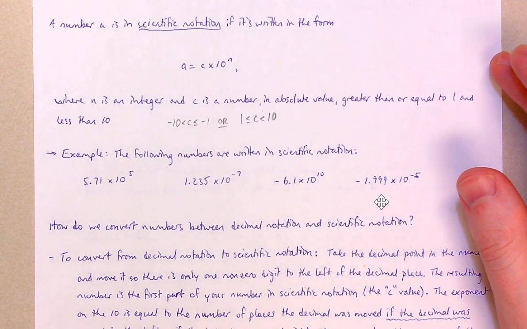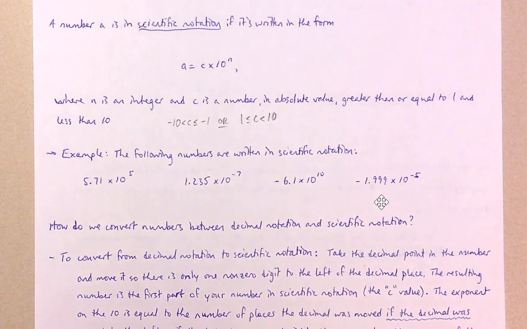To convert from decimal notation to scientific notation, you're going to take the decimal point that's in the number and move it so that there's only one non-zero digit to the left of your decimal place. The resulting number that you get is going to be the first part of your number written in scientific notation. That is, this resulting number is going to be your c value.